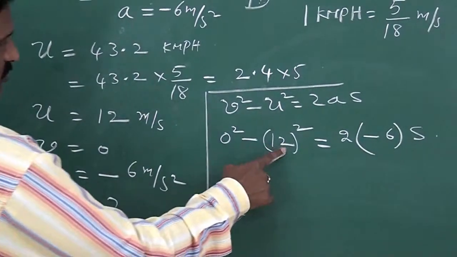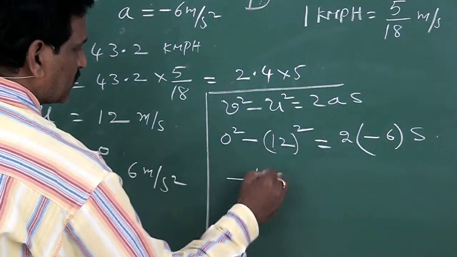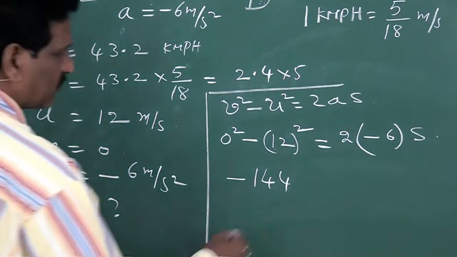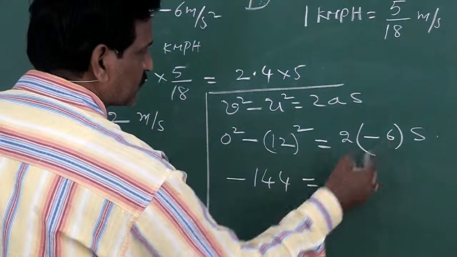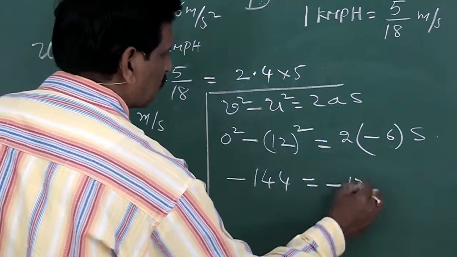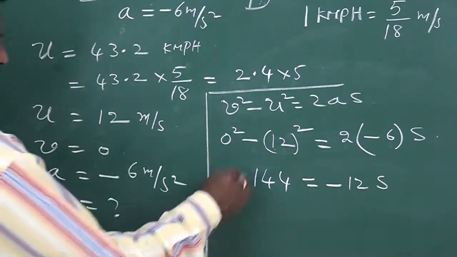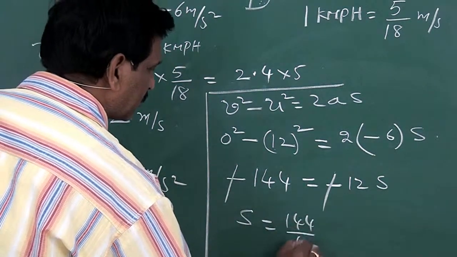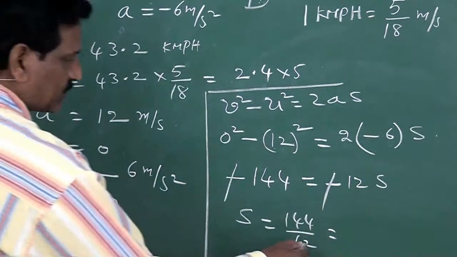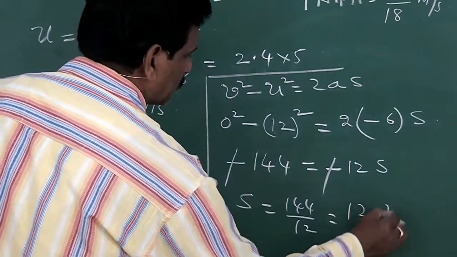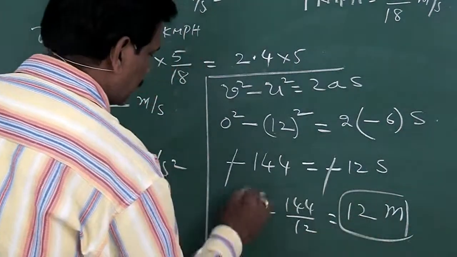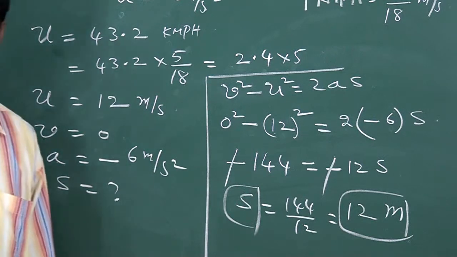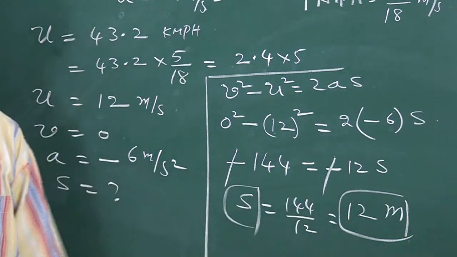So this is minus 12 square, and 12 into 12 is 144. So minus 144 is equal to 2 into 6, 12, here minus, so minus 12s. And minus cancels out on both sides. Then s is equal to 144 divided by 12. Again this is 12 times 12, so your answer is 12 meter. So here the distance covered by the scooter before it comes to a stop is 12 meter.